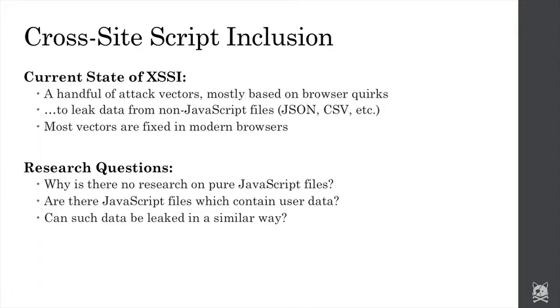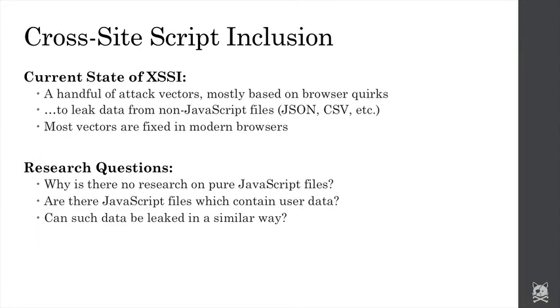There may be a few reasons. One reason might be that script files are always static and there's no private data that is of interest for an attacker to steal. Or maybe there are such files that contain this data, but the data cannot be leaked because we have no way of getting the data out as an attacker. So we thought, oh, that's interesting to investigate.